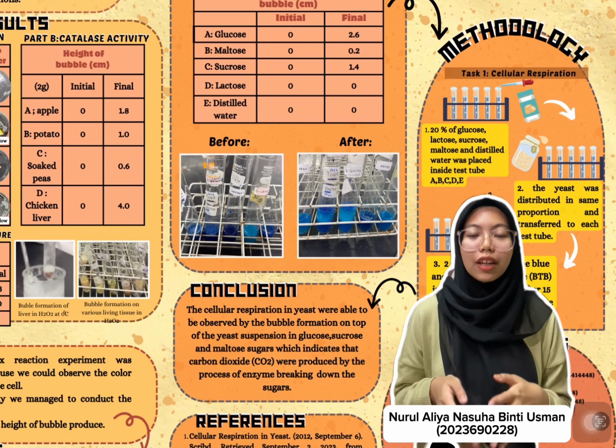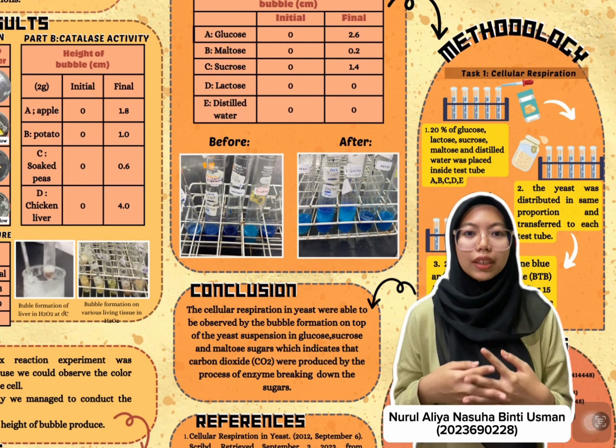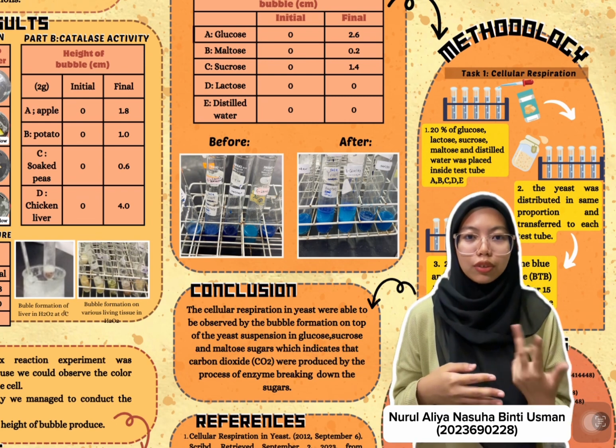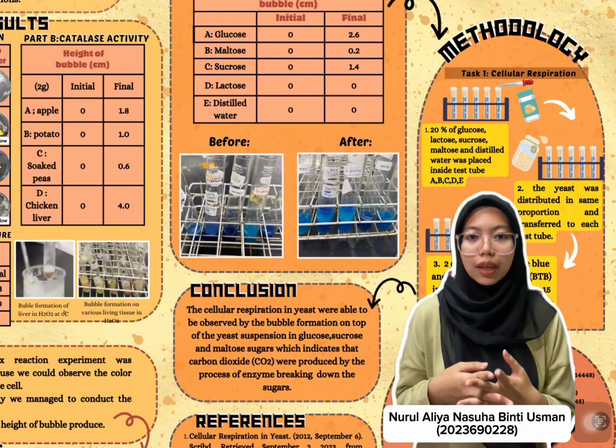In conclusion, the cellular respiration in yeast was able to be observed by the bubble formation on top of the yeast suspension in glucose, sucrose, and maltose sugars, which indicates that carbon dioxide, CO2, was produced by the process of enzymes breaking down the sugars.